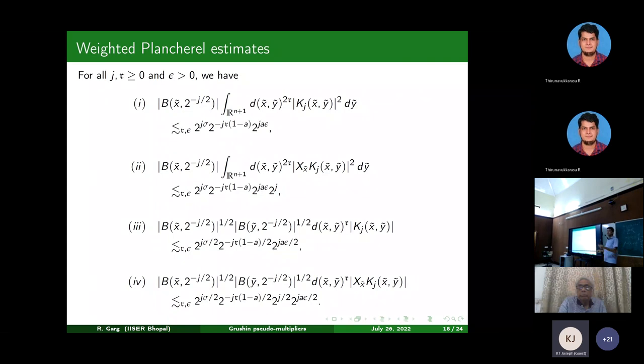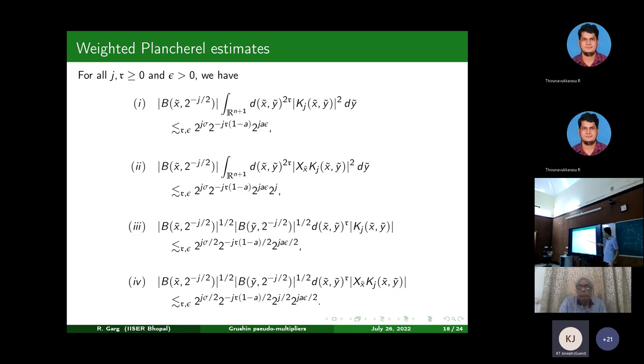Now we could basically verify that their result works for us. We could see that the proof works for us with absolute care, where even if the symbol function is depending on the space variable, we have the same type of estimates. Now this, without derivative, is fine.